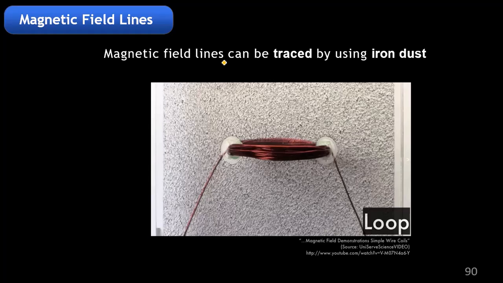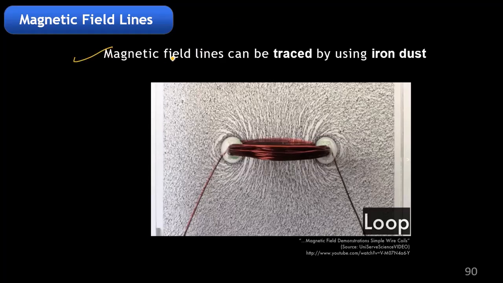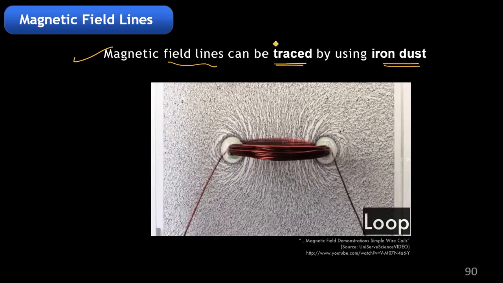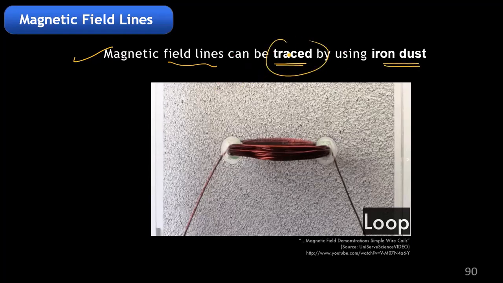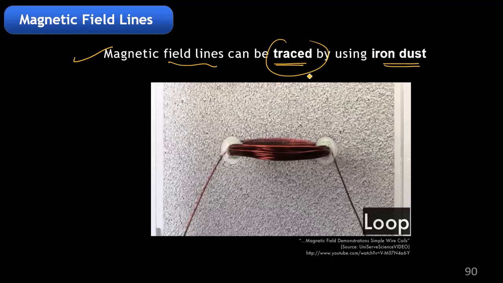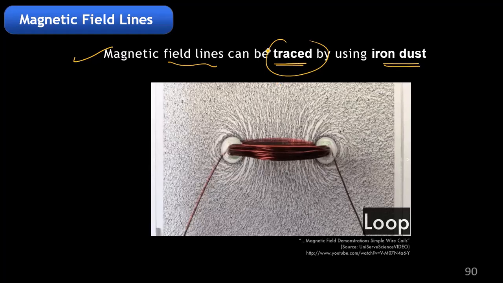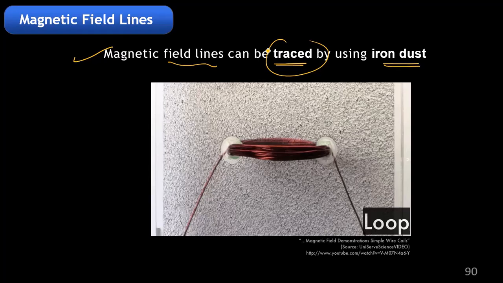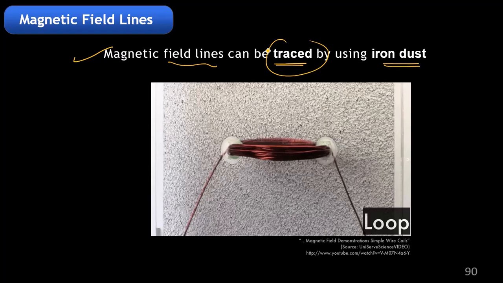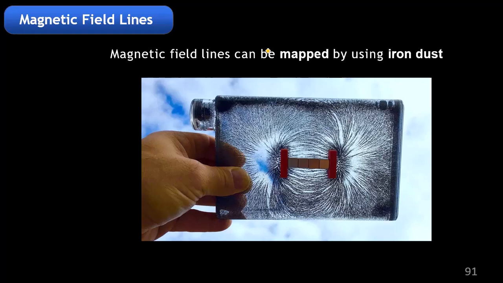Magnetic field lines, as I have already said, can only be traced by using iron filings. I cannot see them actually. In order to view them, you have to trace the diagram by doing some kind of experiment, and then only I can see what the magnetic field looks like. And I can ensure that once I trace these lines, they must be closed loops. So these are the different representations of the magnetic field lines, mapped by using iron filings.